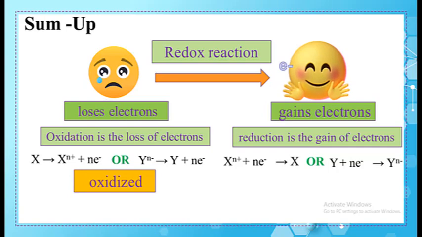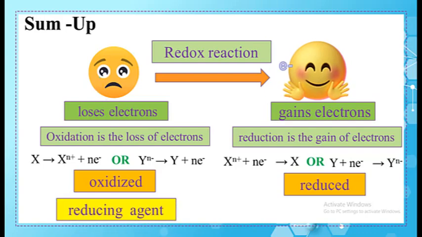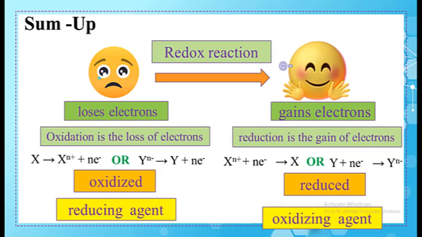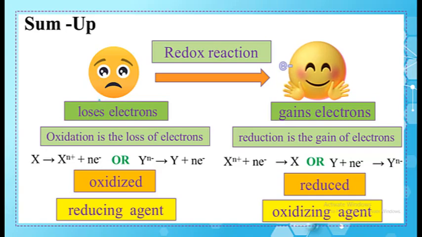So the species that undergoes oxidation half reaction is called oxidized species, and the species that undergoes reduction half reaction is called reduced species. The species that loses electrons is called reducing agent, and the species that gains electrons is called oxidizing agent.